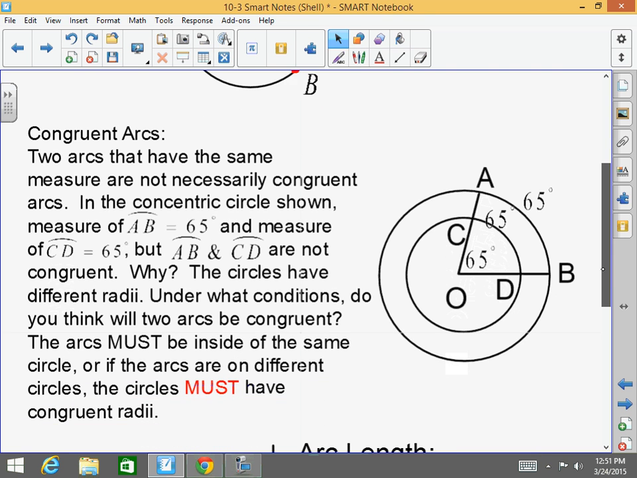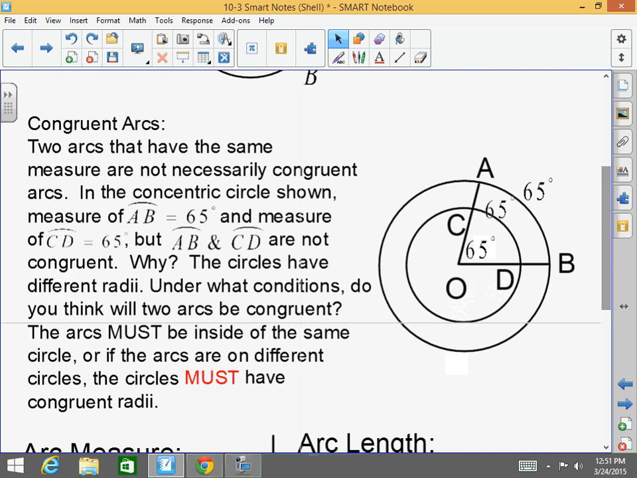Congruent arcs are two arcs that have the same measure, but two arcs that have the same measure are not necessarily congruent arcs. In the concentric circles shown, remember what concentric means: circles that share the same center. In the concentric circles shown below, arc AB has an arc measure of 65 degrees.